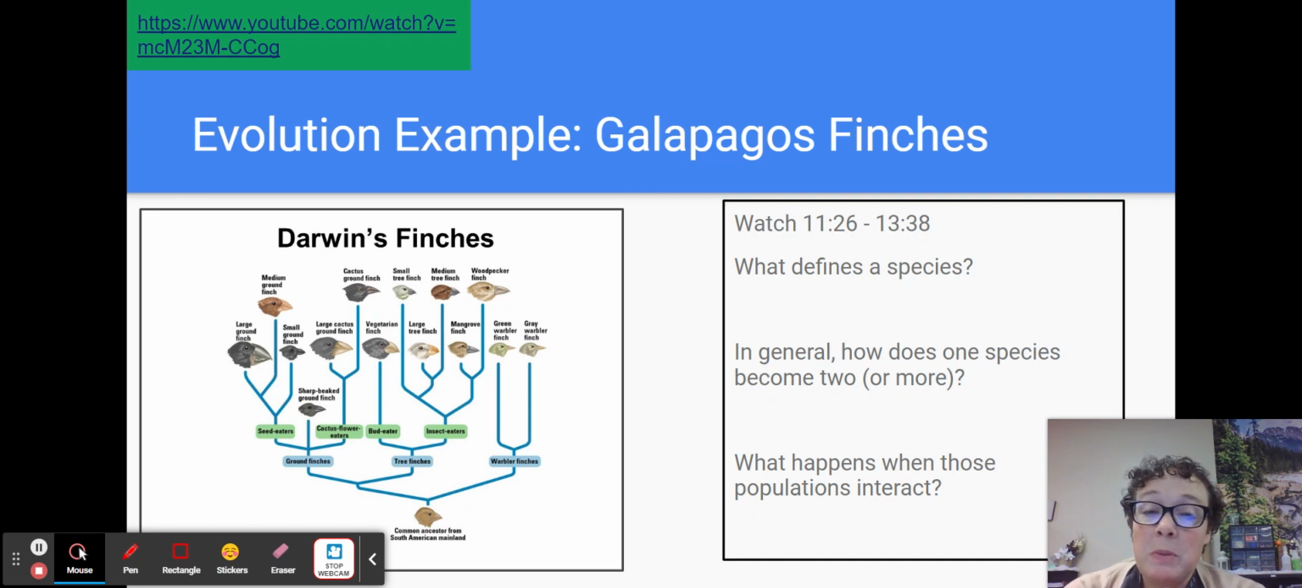In general, how does one species become two or more? That process of natural selection. As the process of natural selection happens over and over many generations, eventually there's a mutation that then separates the populations, and the populations no longer interbreed.